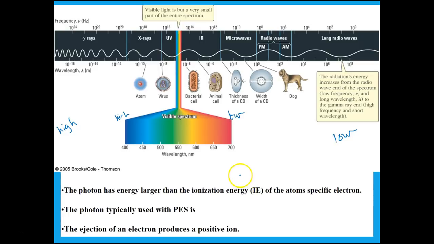So the photons typically used in PES are either UV light or X-rays. And the ejection of an electron produces a positive ion. We already know that. If we take an electron away from the atom, remember it's removing a negative, which produces an ion that is positive.